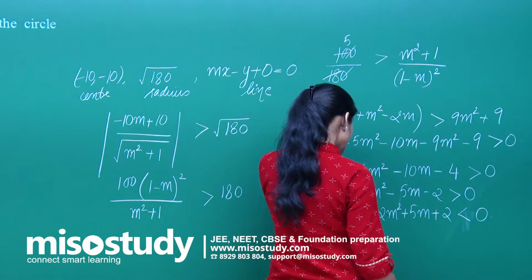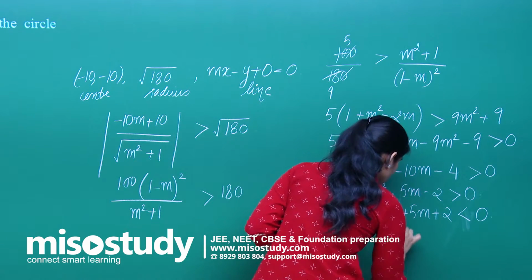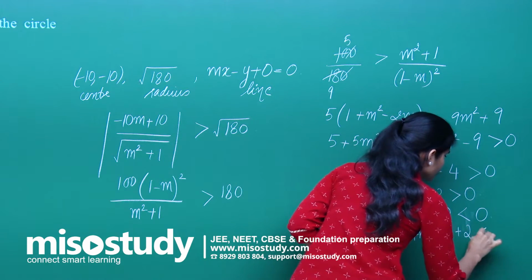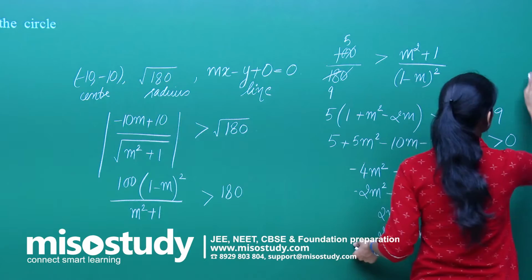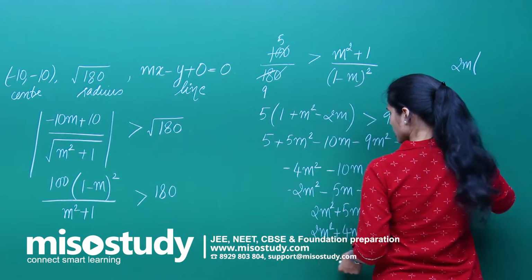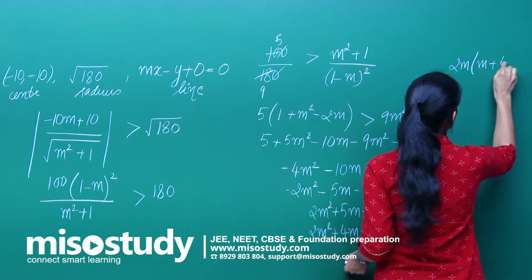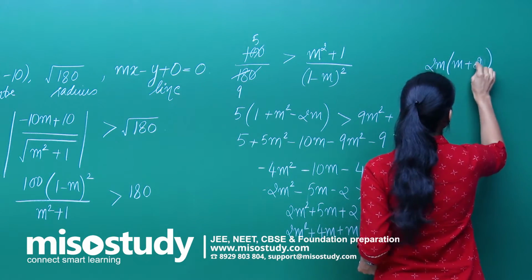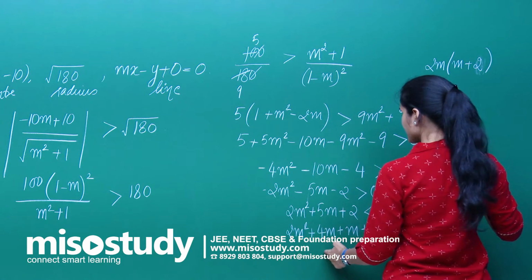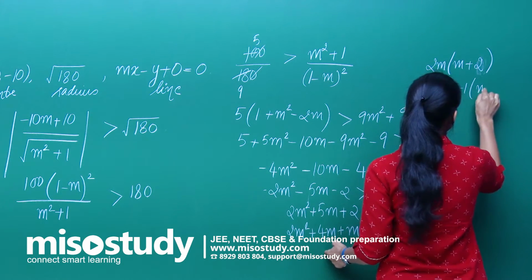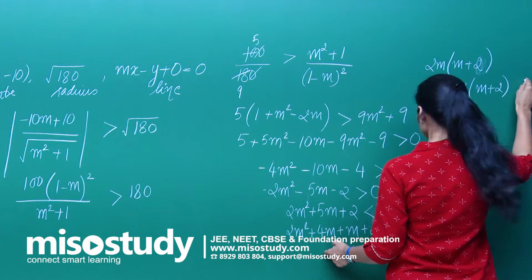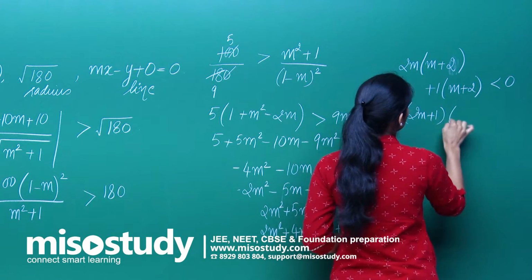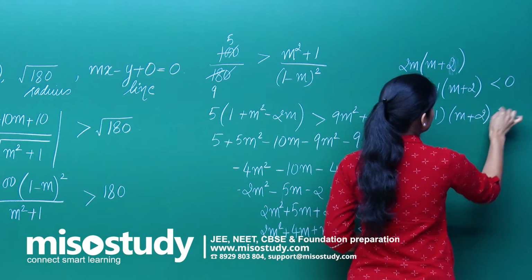So now when you try to open this up, what you get is 2m square plus 4m plus m plus 2 is less than 0. From here you can take out 2m common, you are left with m plus 2, and then you have this m plus 2, you take out 1 common, you are left with 2m plus 1 into m plus 2. This is less than 0. Again you get (2m plus 1)(m plus 2) is less than 0.